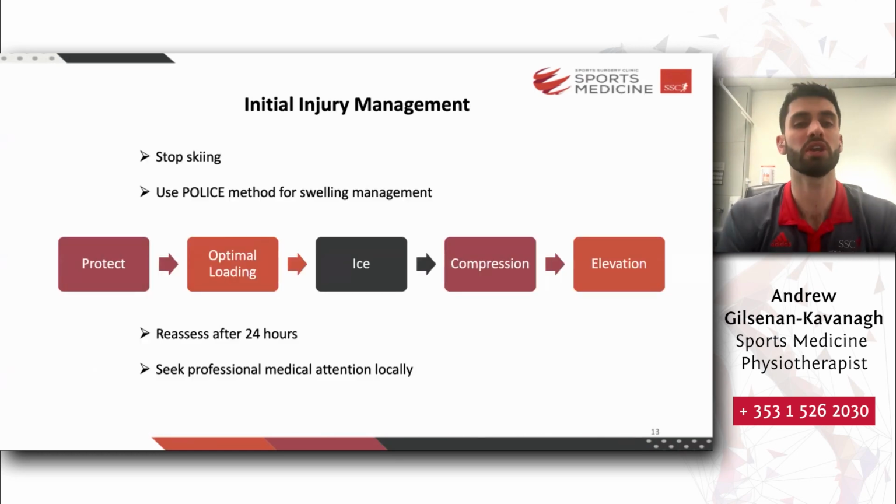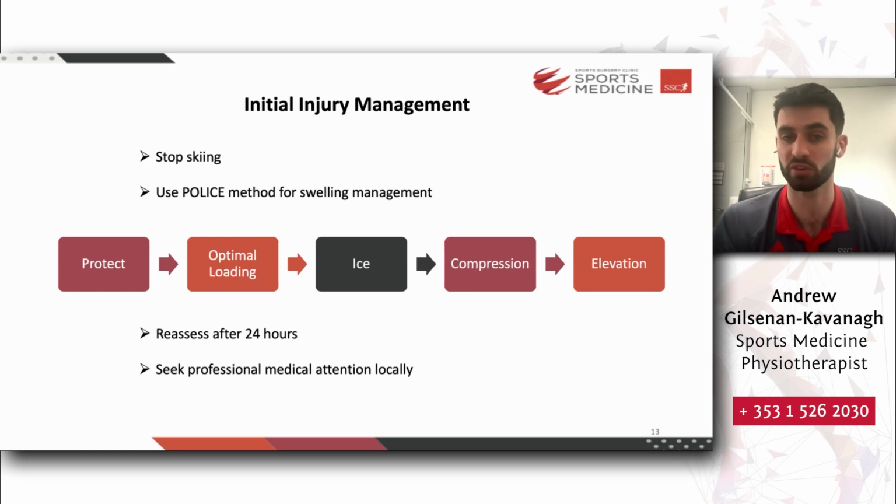So now we'll move on to our initial injury management. So if we're unlucky enough to pick up an injury like this, what should we do? In the first instance, we need to stop skiing. We need to use the POLICE method for swelling management. So some of you at home may be familiar with this method, previously known as the RICE method. We'll talk through it now.